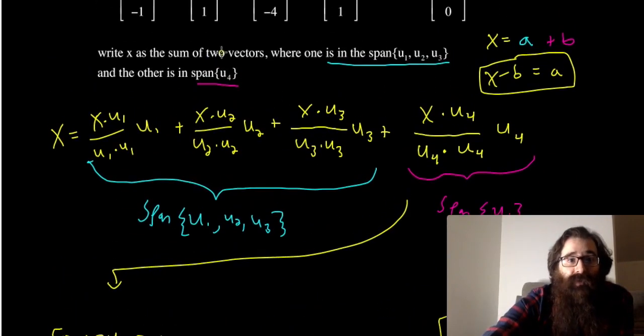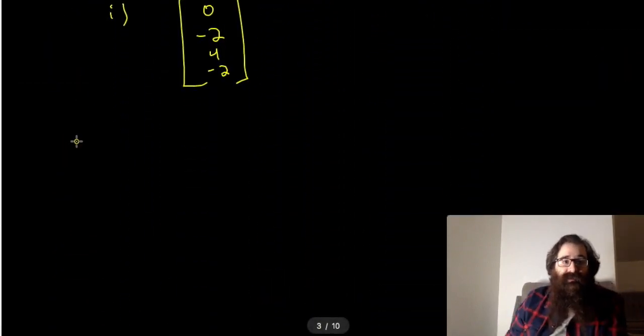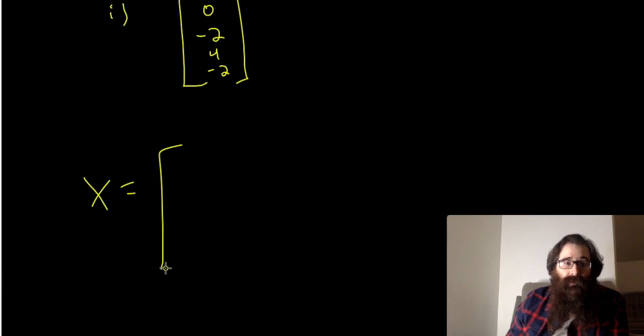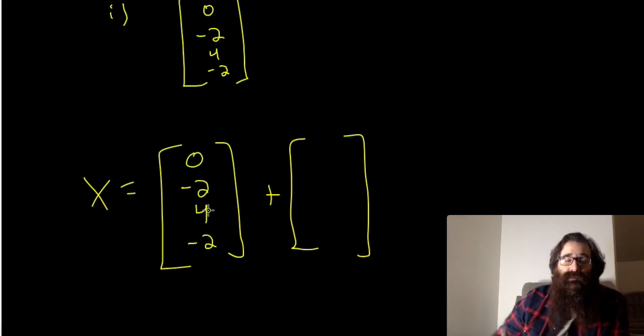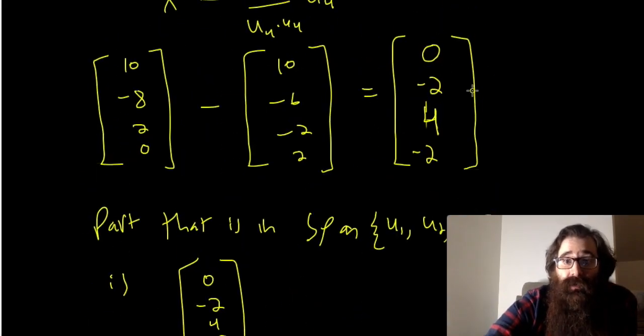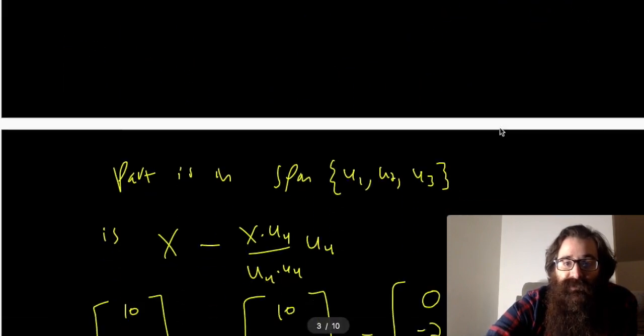But now we have x as the sum of these 2 vectors, so let's go ahead and write it as a sum. So x is equal to the sum of 2 vectors. One vector is in the span of u1, u2, and u3. I found that last. It was the first part it was asked for. And then the other was in the span just of u4. That was 10, negative 6, negative 2, 2.